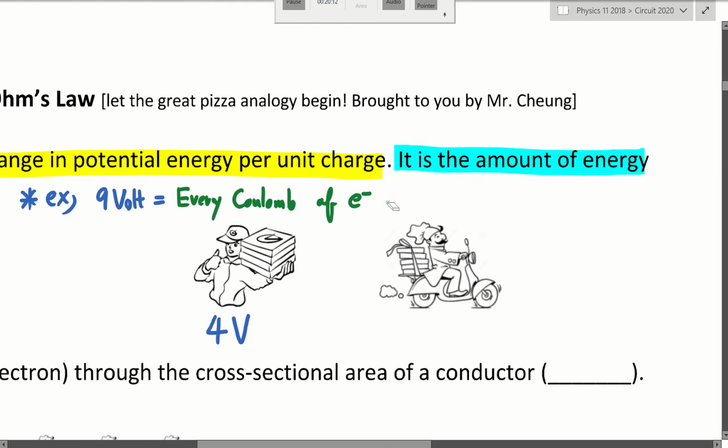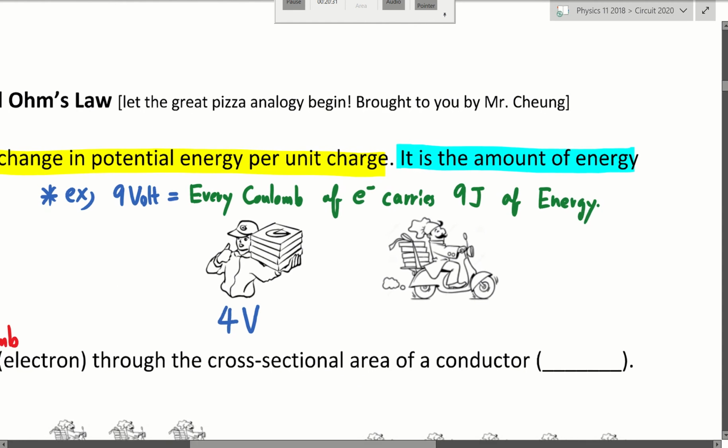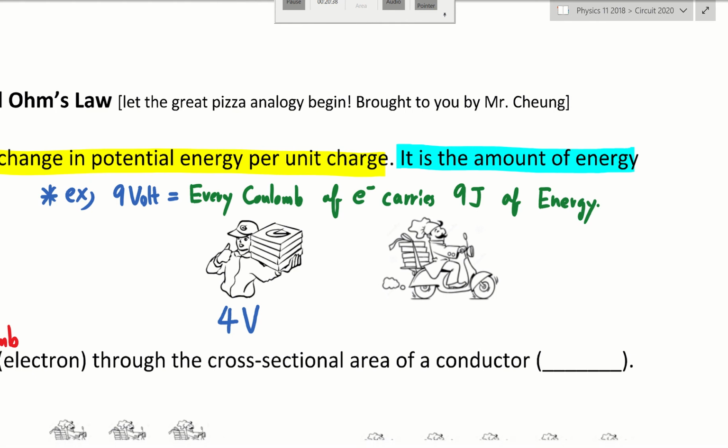carries, so this little E symbol is electron, okay? Carries 9 joules of energy, or picks up 9 joules of energy when it goes through the battery. Okay, when we talk about voltage or the energy, we always talk about the difference in energy. So when the electron goes through the battery, it picks up 9 joules of energy. We call that 9 volt. Every coulomb of electrons carries 9 volts of energy.